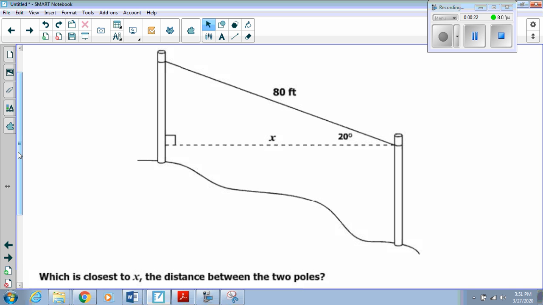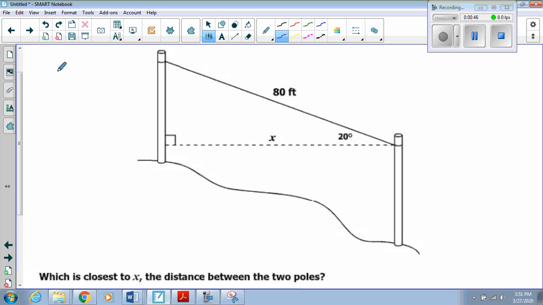So Pythagorean theorem we're going to use when we have two sides of a right triangle and we need a third. And SOHCAHTOA is going to be used in your other cases when you have a right triangle. So if I'm looking here at this triangle, I notice that I have one side, the 80 feet, but I don't have any other sides. I have an angle and I'm looking for another side. So that means I'm going to need to use SOHCAHTOA.